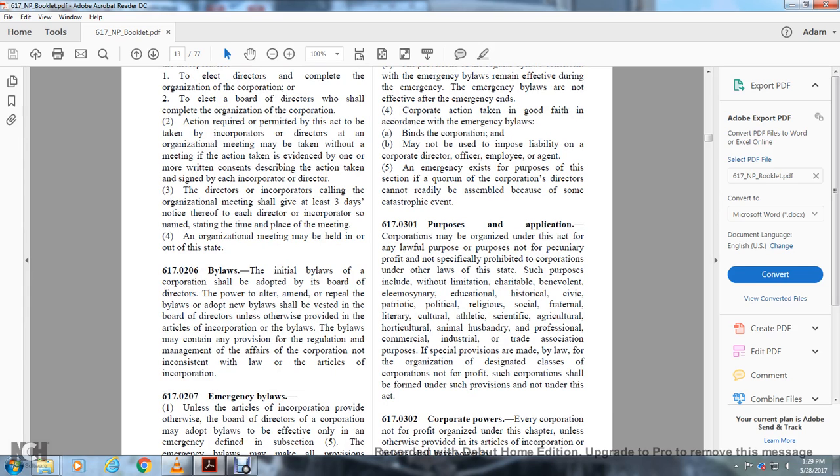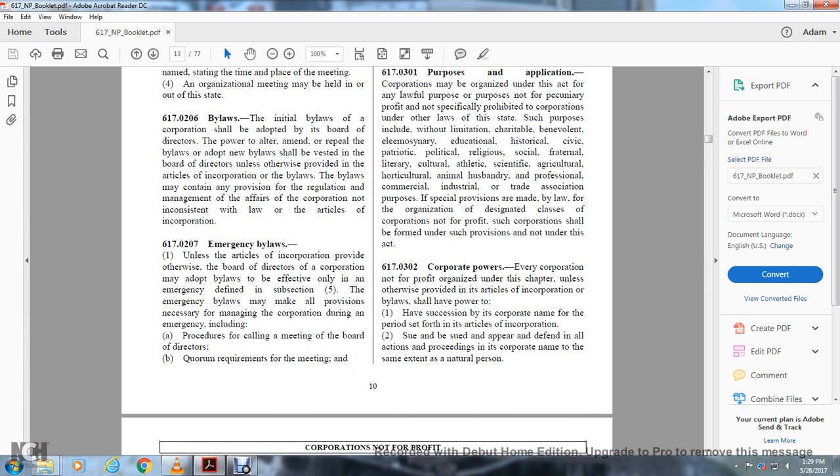617.0206 Bylaws. The initial bylaws of the corporation shall be adopted by the board of directors. The power to alter, amend, or repeal the bylaws or adopt new bylaws shall be vested in the board of directors unless otherwise provided by the articles of incorporation or the bylaws. The bylaws may contain any provision and regulation for the management of the affairs of the corporation not inconsistent with the law or the articles of incorporation.